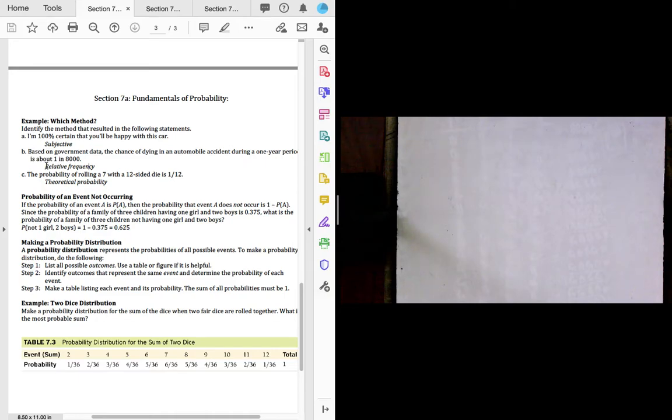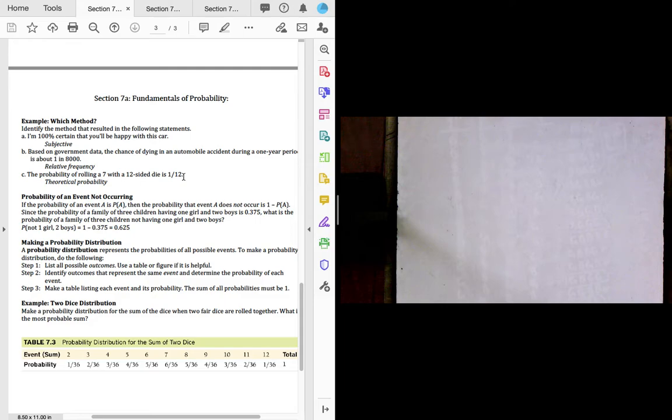There are certainly other variables in there that they're not taking into consideration, like do you live in a populated area? Are you a poor driver? Are you drinking? Are you wearing a seatbelt? All of these things are actual facts that have to be considered to calculate the true probability. If they're just looking at random numbers between what happened and then making a conclusion, then they're really just identifying relative frequency probability. The third one says the probability of rolling a 7 with a 12-sided die is 1 in 12.